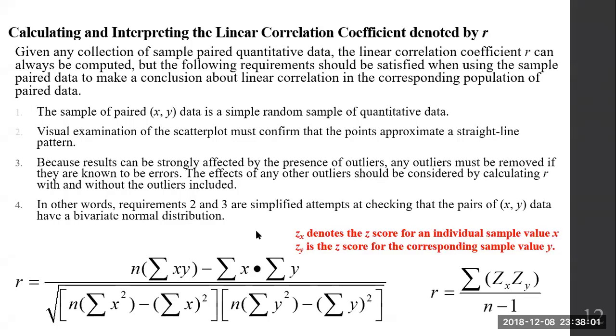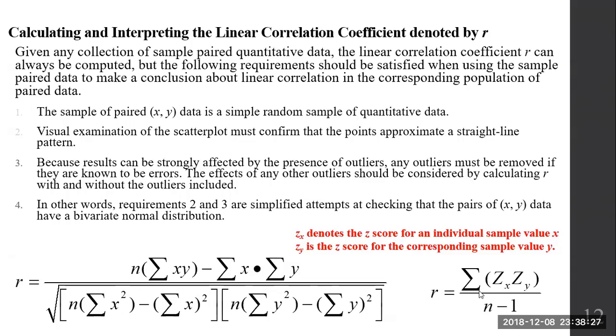Zx denotes the z-score for an individual sample value of x. Zy is the z-score for the corresponding sample value y. This would be another way to calculate R. In some books, they show both of them, and the first one is what you usually see in most textbooks.